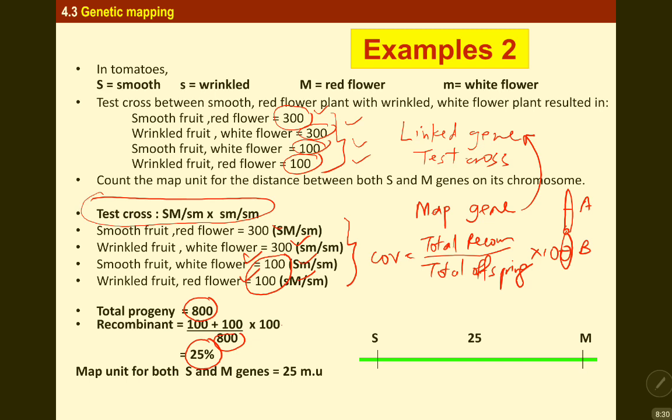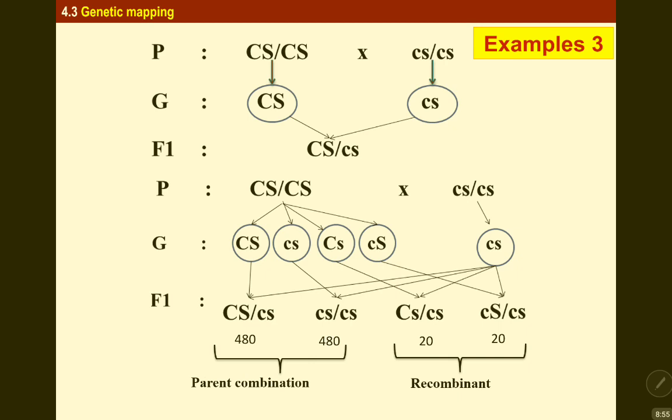So now 25%. 25% means what? Means the two genes S and M is 25 map unit away, because 1% equal to 1 map unit. So you map the gene S and M on the chromosome. Okay, on the chromosome S and M is 25 map unit away.